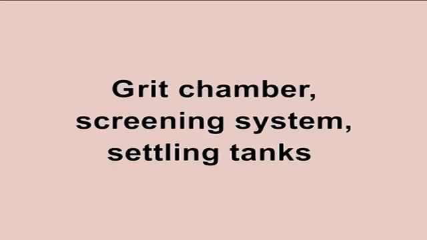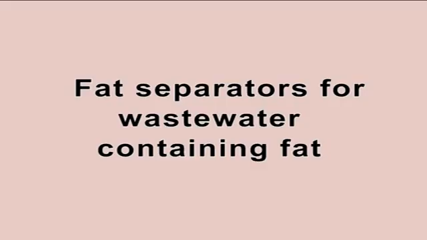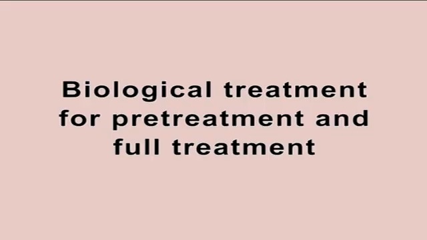The first one, the grid chamber, screening system, settling tanks for purification of the flume and washing water recirculation. The second one, production integrated, which is screening systems and separators to recover organic solids that have been separated from the production wastewater and dewatered, to recycle valuable substances, say for example cattle forage. The third one, the fat separators for wastewater containing fat when deep fat fryers are used in the production process. And it also includes the biological treatment for pre-treatment and full treatment.